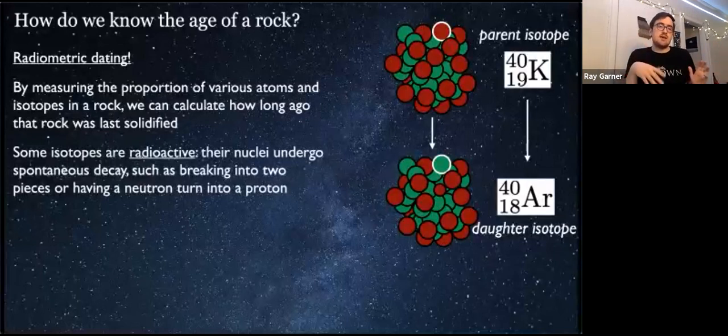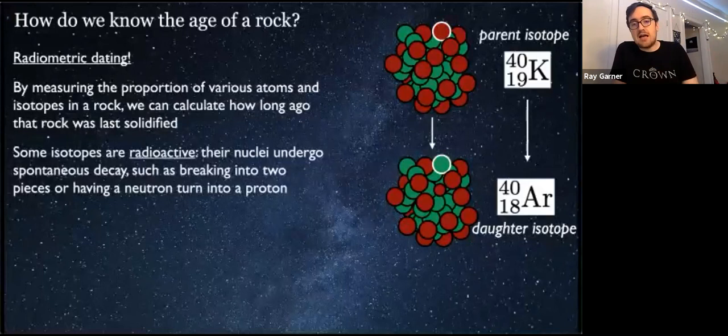So remember what an isotope is. An isotope is a chemical element that has a differing number of neutrons in its nucleus. For example, carbon typically has 6 protons and 6 neutrons. So we call that carbon 12, 6 plus 6. But an isotope of carbon could have 6 protons and 7 neutrons. So we would call that carbon 13.